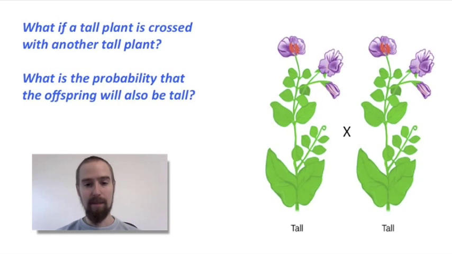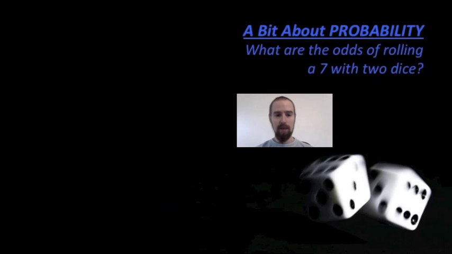Suppose that we, like Mendel, were to breed or cross a tall plant with another tall plant. What is the probability that the seeds produced by this cross will produce offspring that are also tall? The answer to that question will depend on the specific genotype of each parent. But let's take a second to talk about probability.